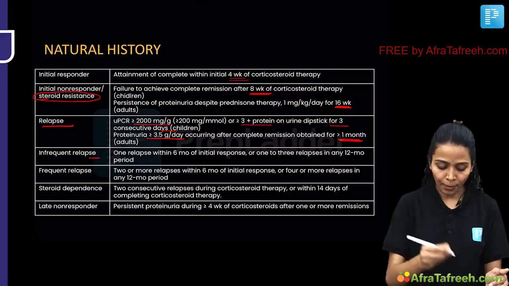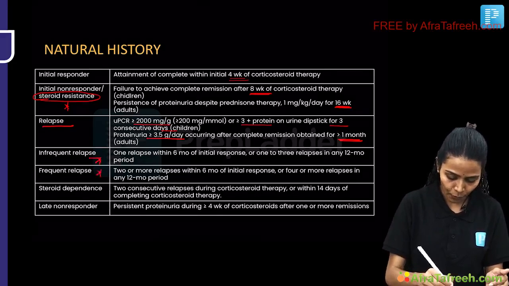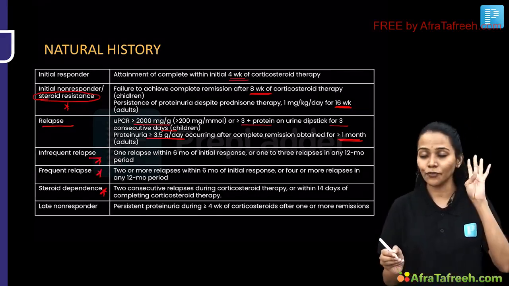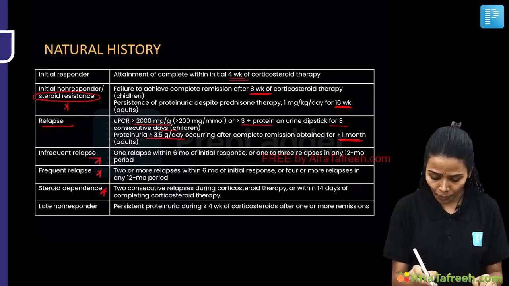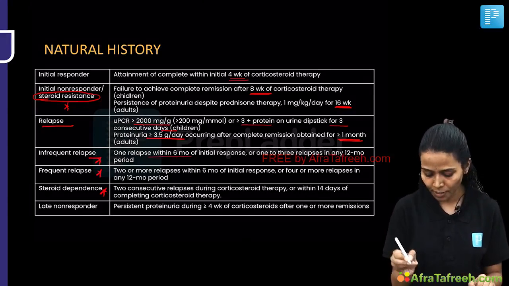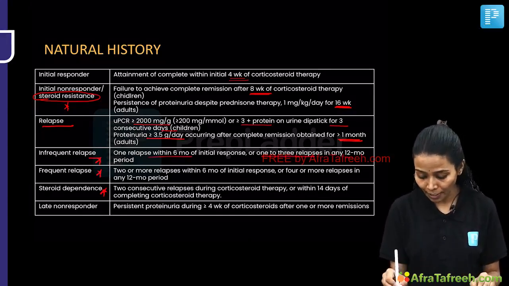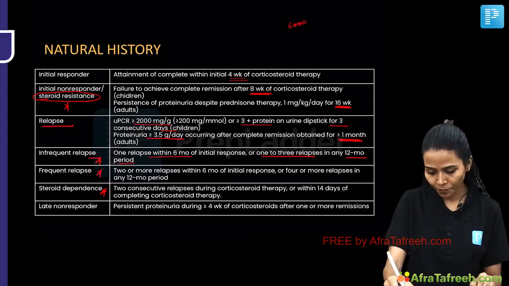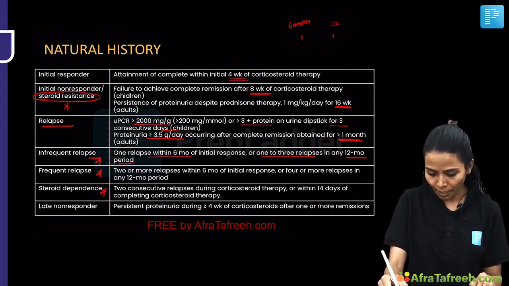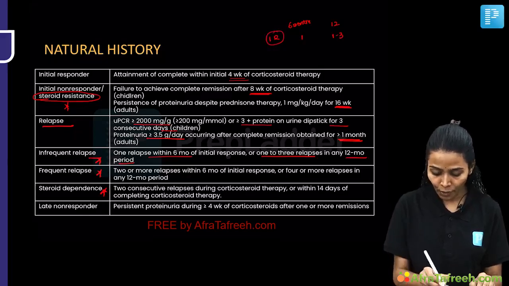Infrequent relapse. This is again important. So the important definitions are steroid resistance, infrequent relapse, frequent relapse, and steroid dependence. So these 4 are the important definitions that you have to remember among all these. So infrequent relapse is 1 relapse within 6 months of the initial response or 1 to 3 relapses in any 12-month period. So in 6 months it can be 1 relapse, and in 12 months it can be 1 to 3. This is infrequent relapse. Okay. What comes in frequent relapse?